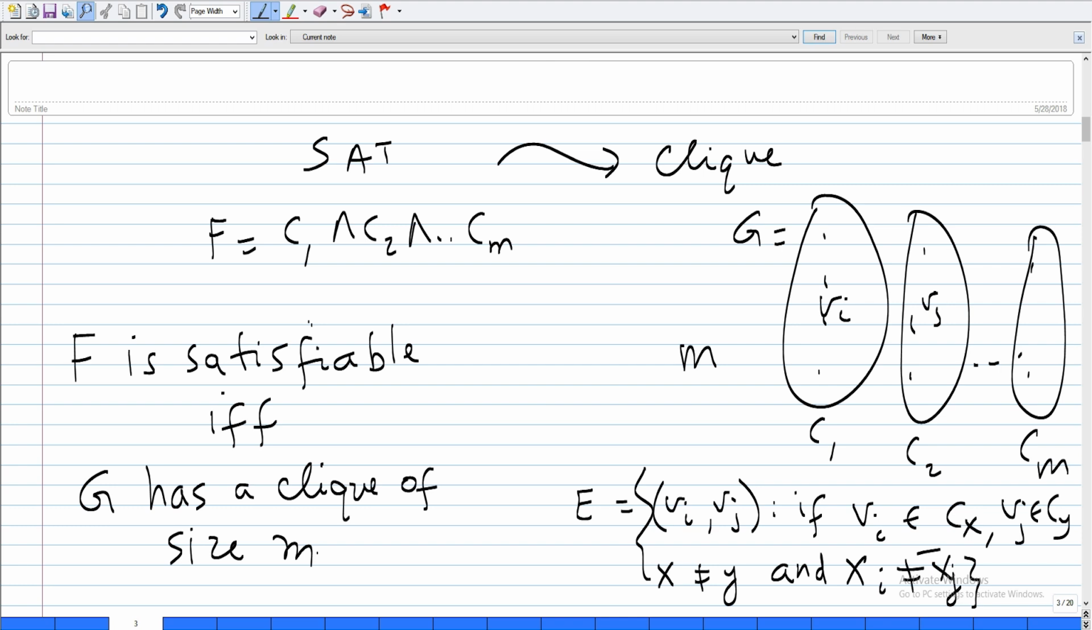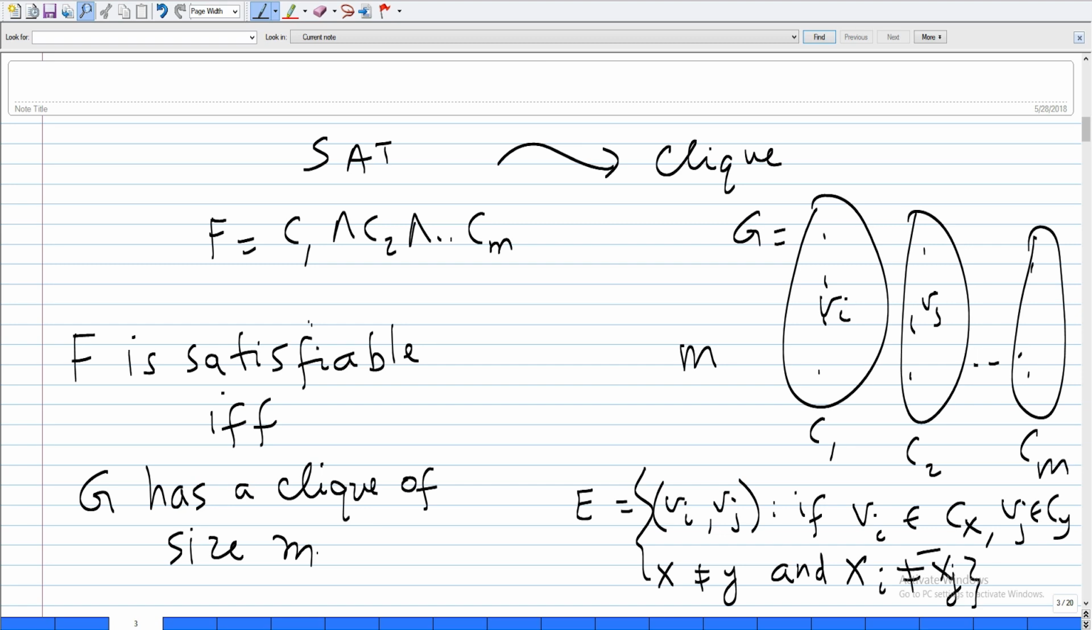And conversely, if you have an M clique, can the M clique pick two vertices from one clause, one set? Why not? Because I didn't draw an edge between any pair of them in each set. It's a clique, so there is an edge between every pair of them. So, if there is an M clique, it should necessarily contain exactly one from each of them. You can't have more, because edges are not there within a set. It can't have less because it's an M clique. So, exactly one from each.